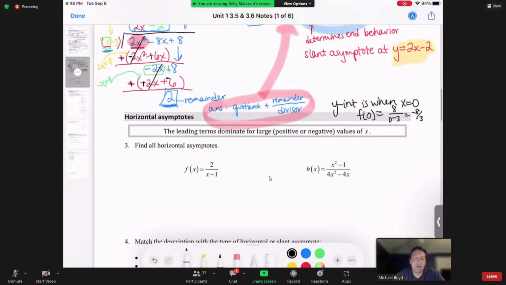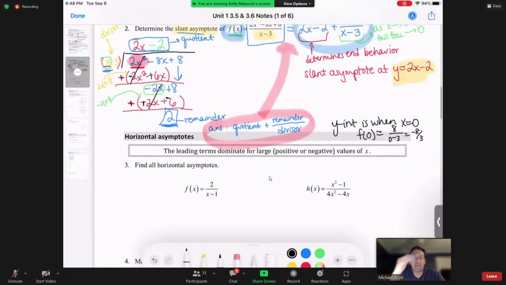Wait, one more quick question. Yeah, so Michael, that's slope intercept form, basically, right? Oh yeah, this is what, yeah. So this right here is y equals mx plus b. So like if we were to graph that, it's just a line, right? Yep. Is the quotient always going to be in that sort of combination of number, like a 2x minus 2, or like a number x plus or minus another number?